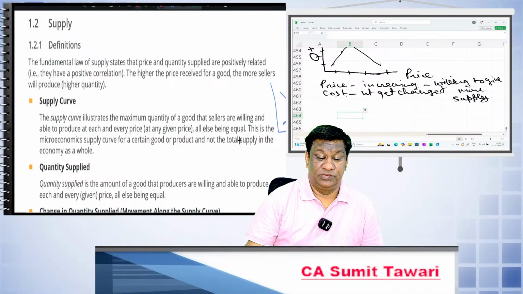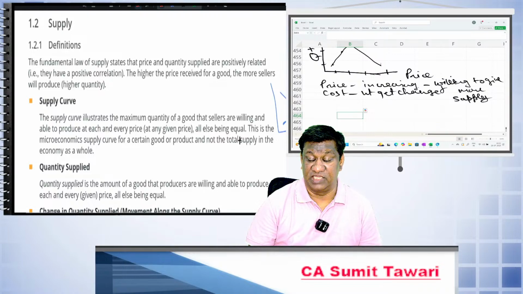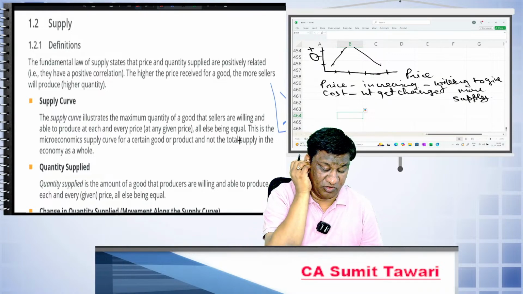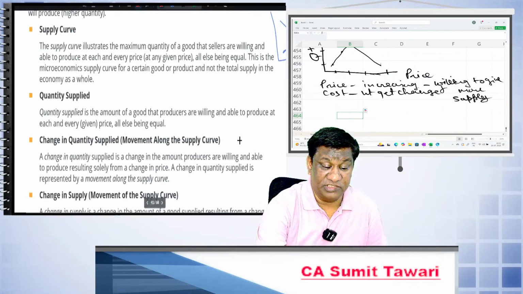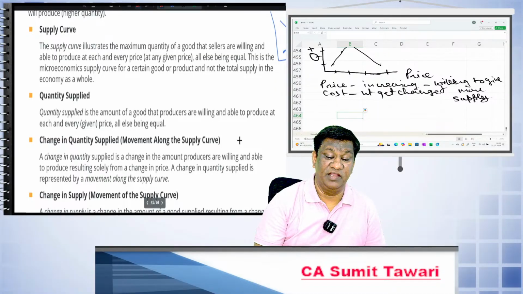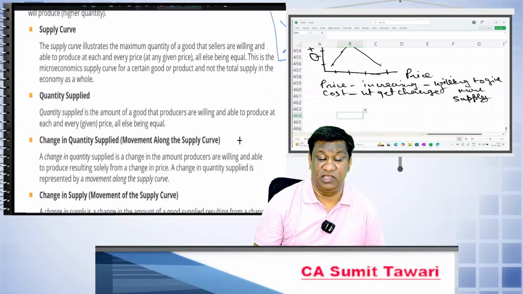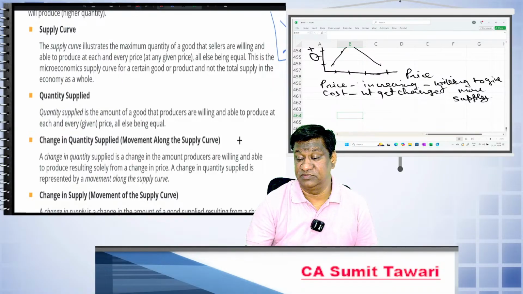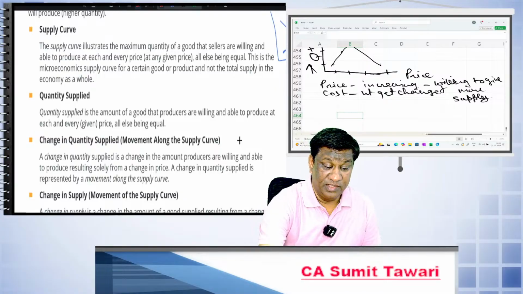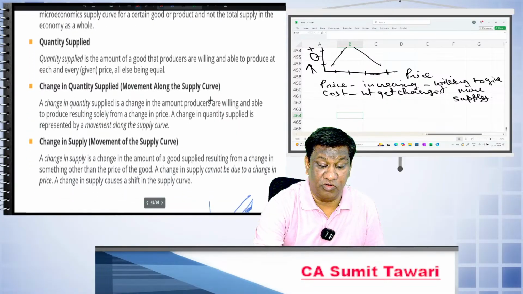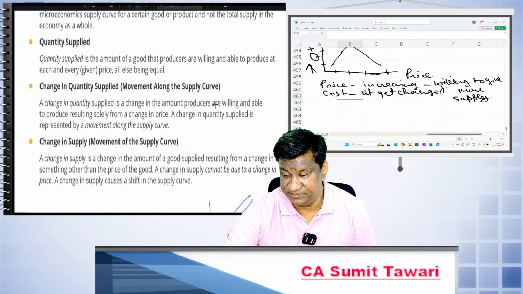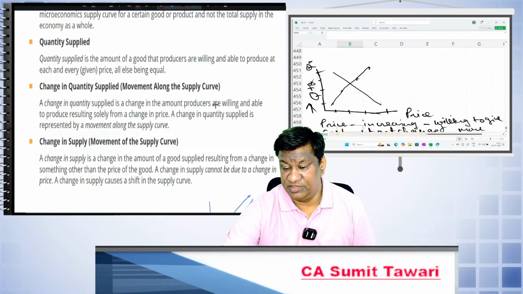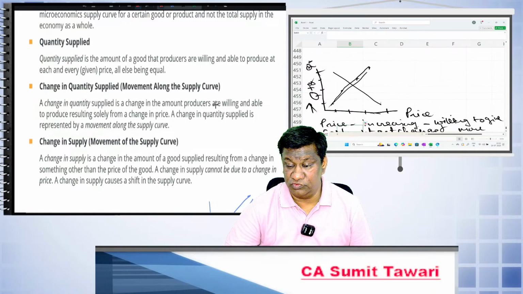At a particular price level, how much quantity are we going to sell? On that basis we need to plot a supply curve. Quantity supplied is the amount of goods that producers are willing and able to produce at each and every price, all else being equal. So this is basically all the quantity supplied. Changes in quantity supplied are movements along the supply curve. With respect to price, if there is a change in the quantity supplied, it moves along one curve only.